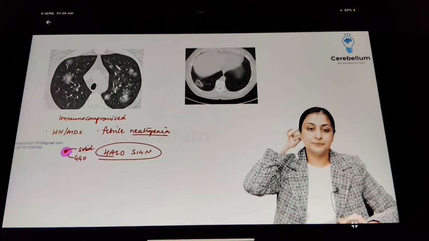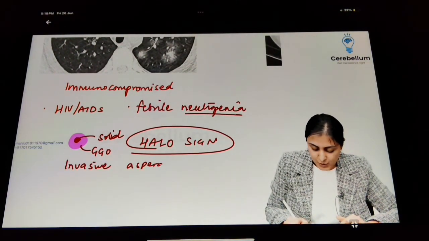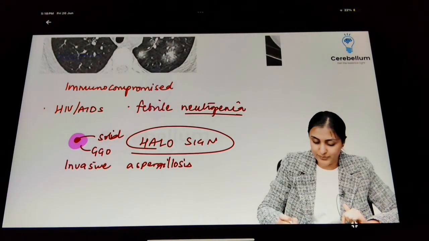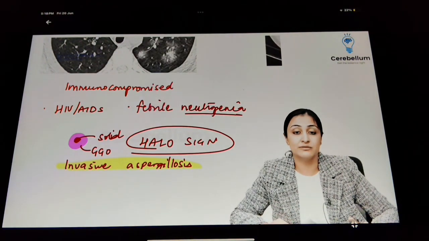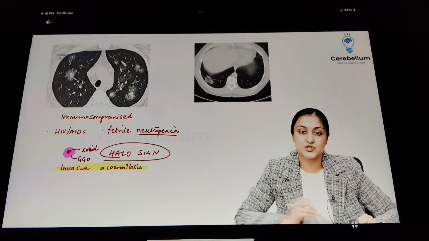So these multiple solid nodules surrounding GGO, this is diagnostic of invasive aspergillosis, particularly in the context of this immunocompromised patient. Very, very important. You have angioinvasion leading to bleeding, and it's this bleeding actually which gives rise to the ground glass opacity halo. Fine. So this is aspergillosis.